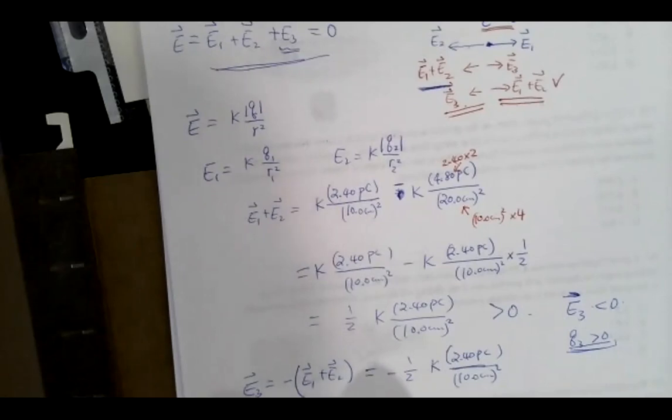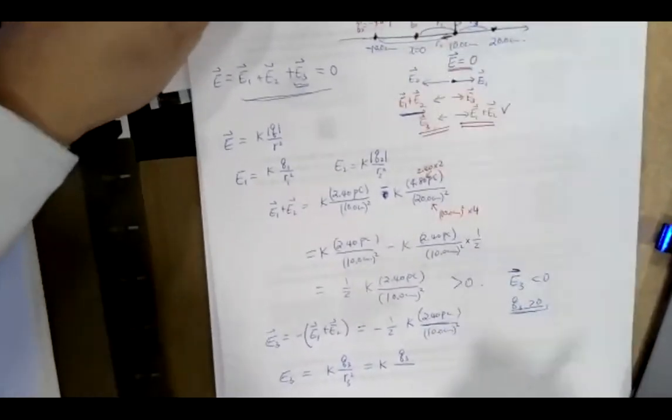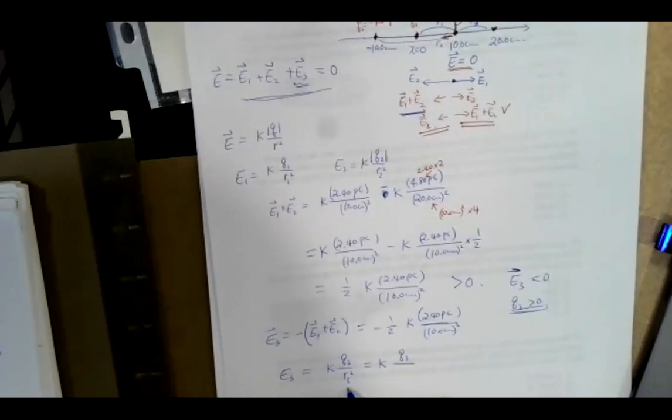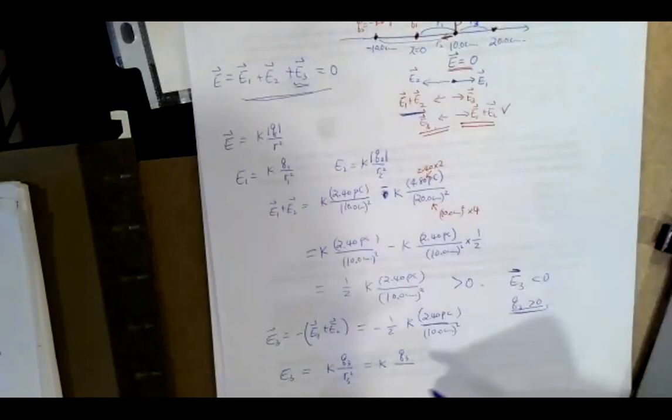And the magnitude of E3 should be equal to K Q3 over R3 squared. R3 will be, sorry, that wasn't in the window there. For R3, E3 is equal to K Q3 over R3 squared, for the magnitude. And R3 will be equal to 10, because this is 20, this is 10 here. So that's R3. That will be 10 centimeters squared, okay?